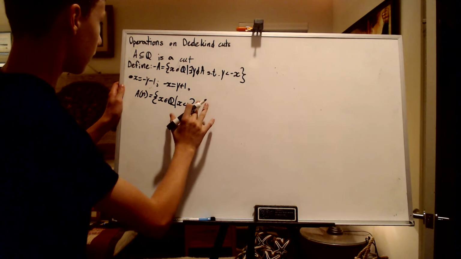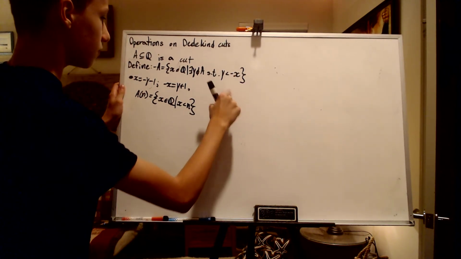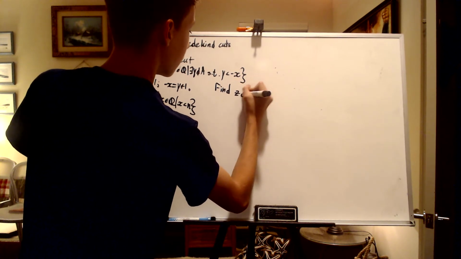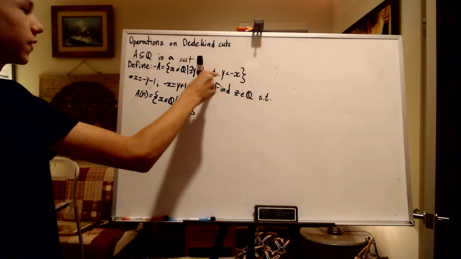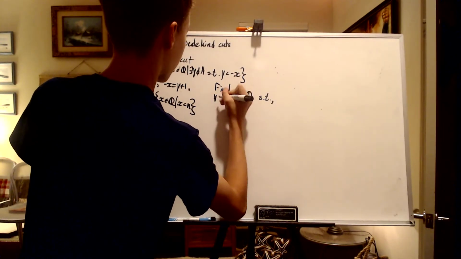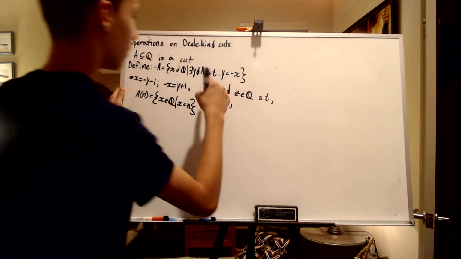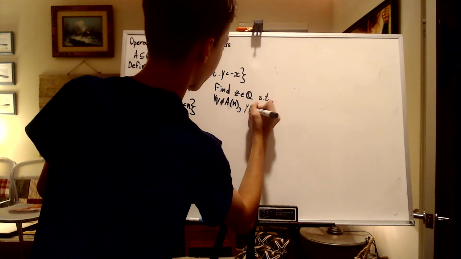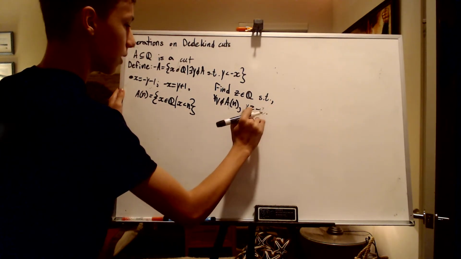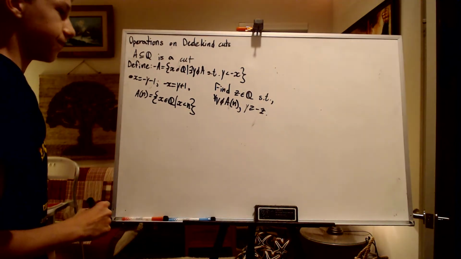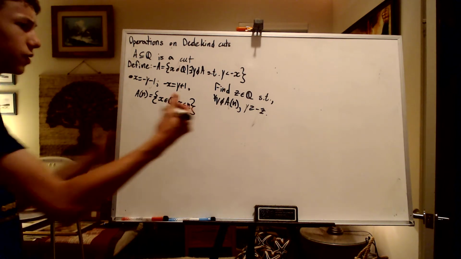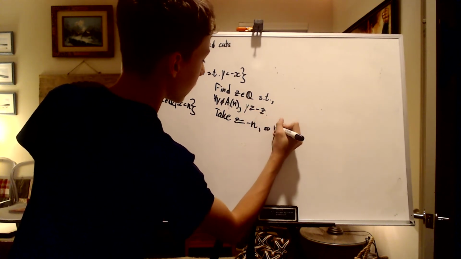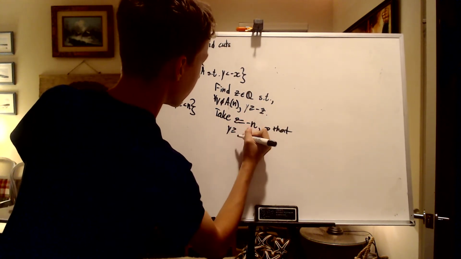So for negative A, we want to find z in the rational numbers such that, if we negate the statement, for all y not in A of n, y is greater than or equal to negative z. Well, just take z to be equal to negative n, so that y is greater than or equal to n.